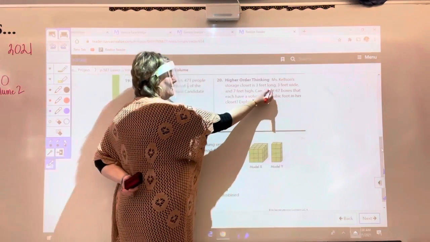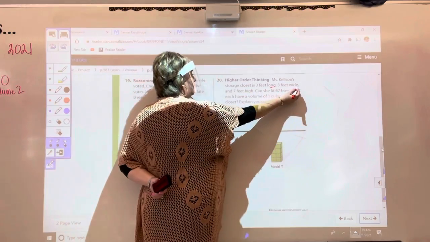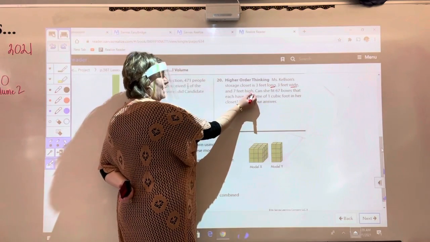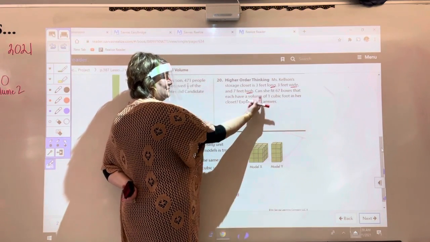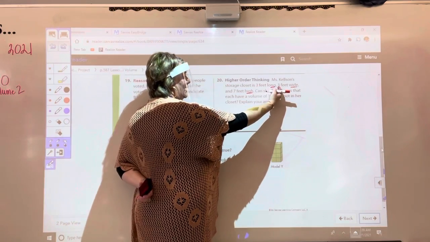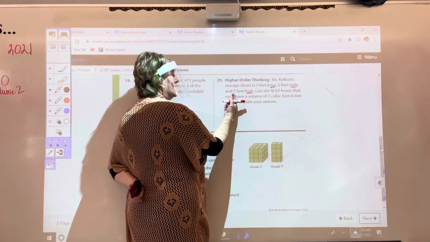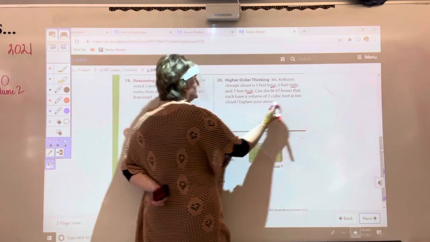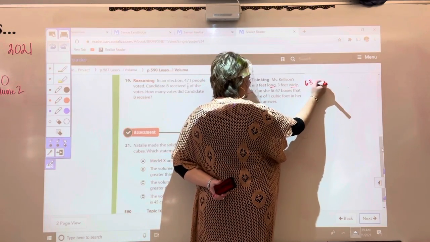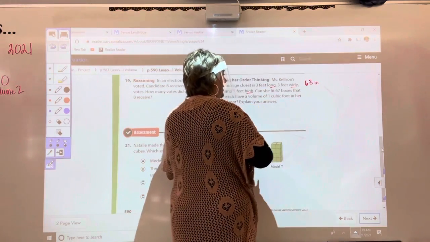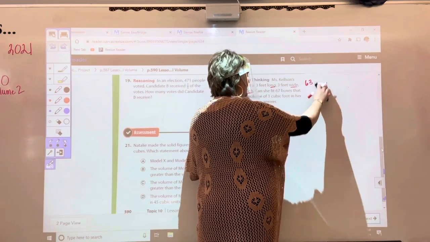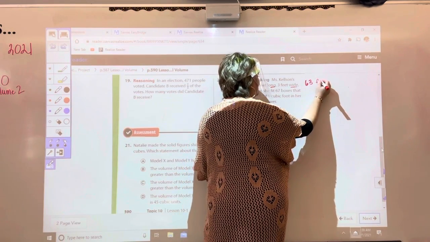So here's your length. Here's your width. Here's your height. So let's multiply some of these together. What's 3 times 3? 9. Times 7 is 63. Okay, so come out to the side. Oh, you know what? I was going to put inches. It's not inches. It's feet this time. Messed up.